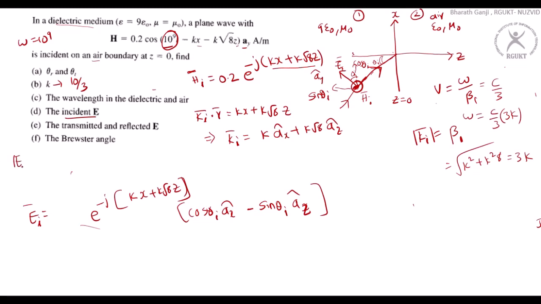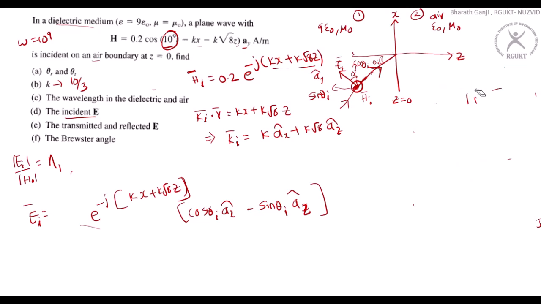I know that the magnitude of the electric field to the magnitude of the magnetic field should be equal to the intrinsic impedance of the first medium. So what is the intrinsic impedance of the first medium? For the first medium, let us calculate it. The intrinsic impedance is the square root of mu naught divided by epsilon naught, into the square root of mu r2 divided by epsilon r2, which is nothing but eta naught divided by 3. Whereas eta 1 is the square root of mu naught by epsilon naught, which is eta naught.